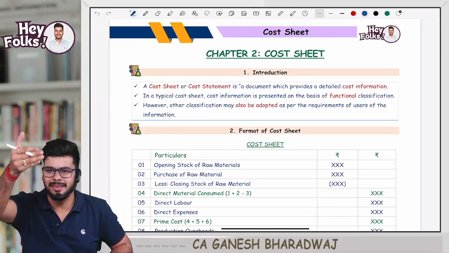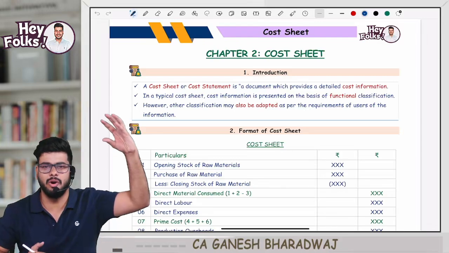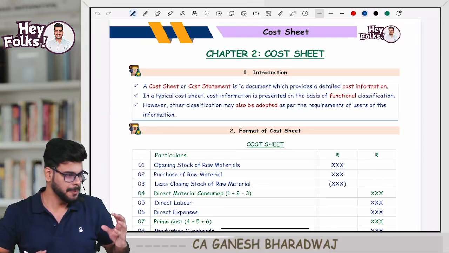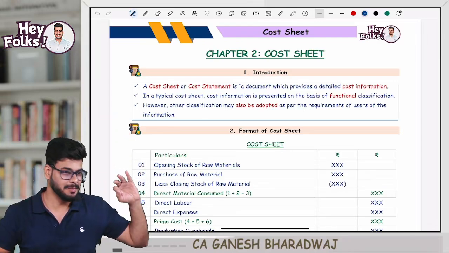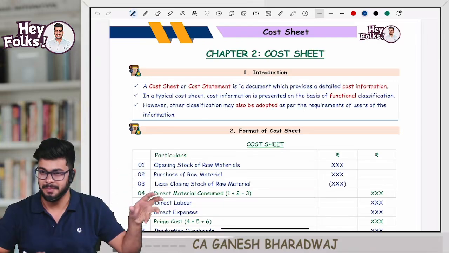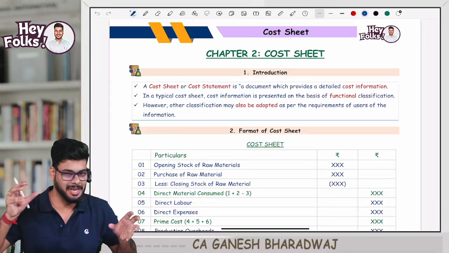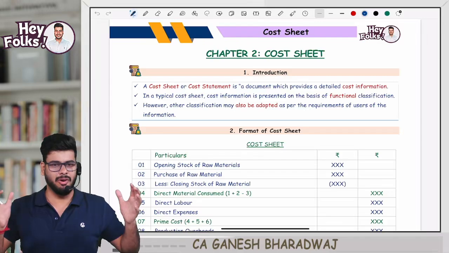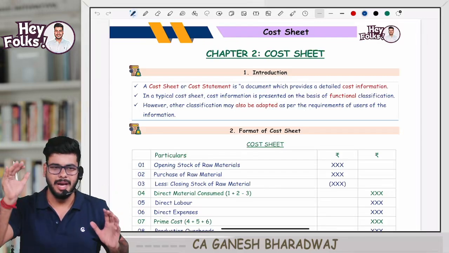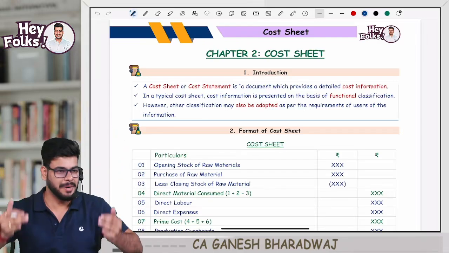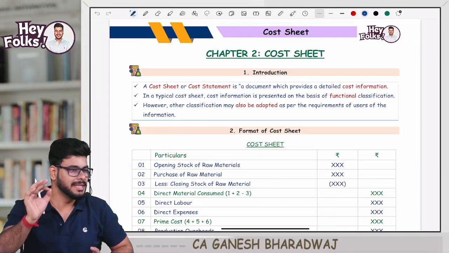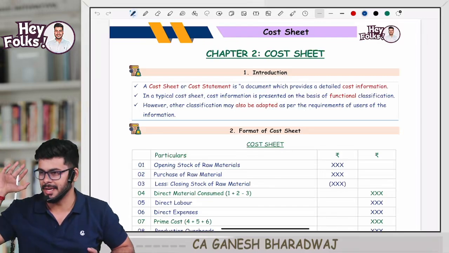So it is nothing but a statement that collects all the costs that you have incurred in those three areas. What are the three areas? Factory, your corporate office, and your sales depot. It collects all the costs, adds a profit, and arrives at the sales. If you are presenting it in a statement format, this is called a cost sheet. Are you clear with this?